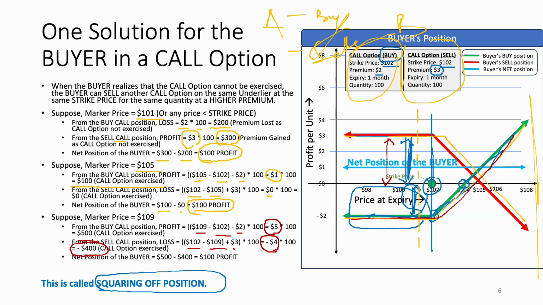Now, when we see the position, he has made a profit of $500 and he's made a loss of $400. So his net position is that he makes a profit of $100. Notice that in each of the cases, the profit is the same, $100. So by using this strategy, what A has basically done is ensure a situation where he at least makes a $100 profit, and exactly $100 profit only, because this is going to be constant. This will not change, no matter what the market value of the underlier changes to.